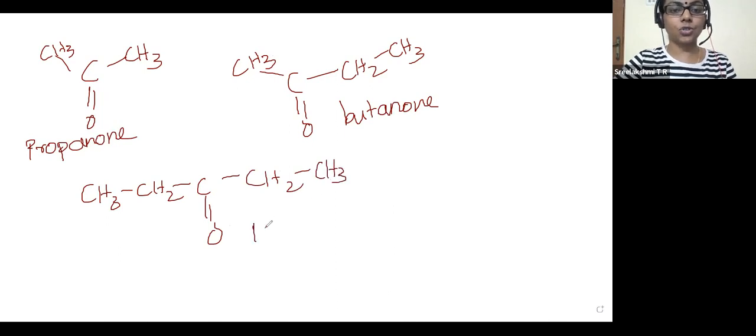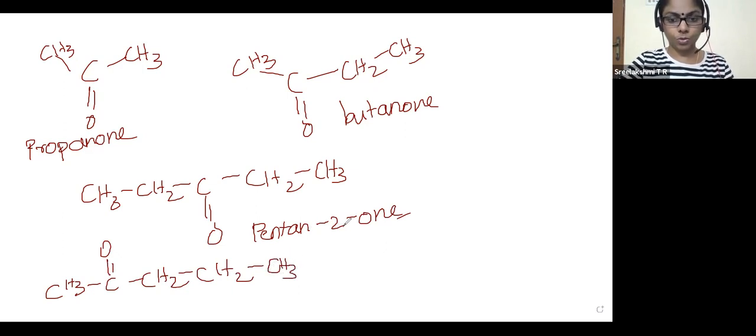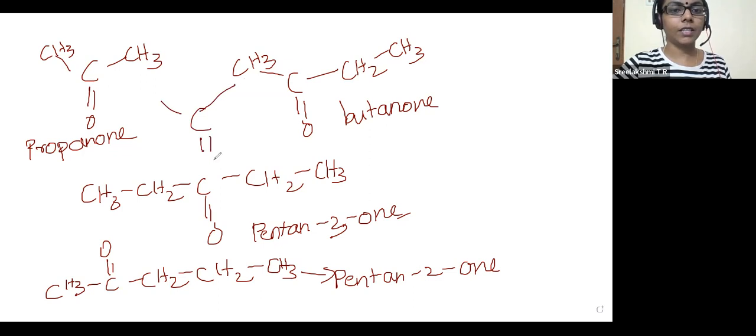This is pentan-2-one. Okay. Next one, like CH3, sorry, C double bond O, CH2, CH2, CH3. This will be not 2-one here. This is 3-one. Okay, this is pentan-2-one. Okay, clear, all of you? Okay, so this group, carbon simply bonded to other carbon atoms as well as doubly bonded to an oxygen, this group is known as ketone group.